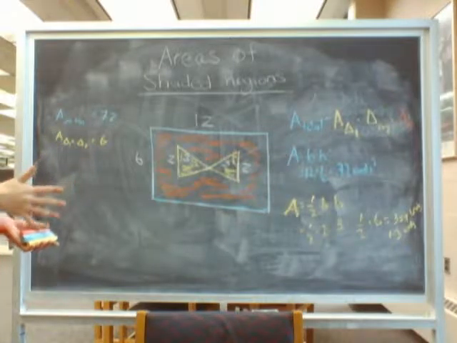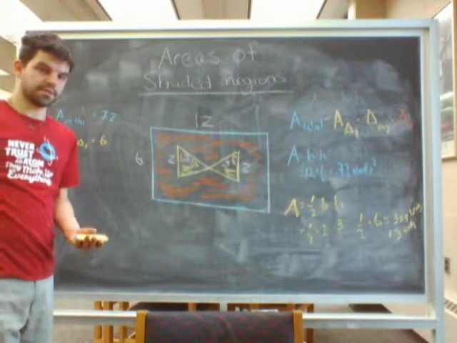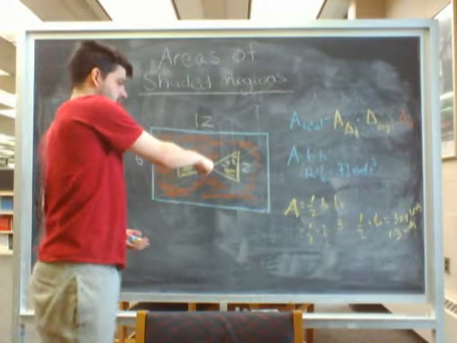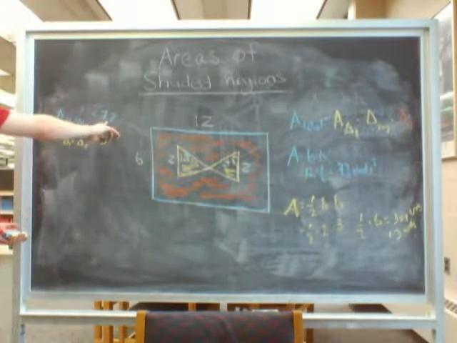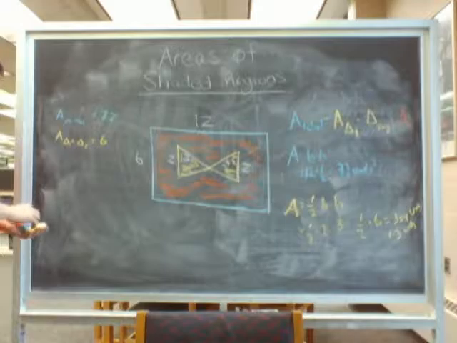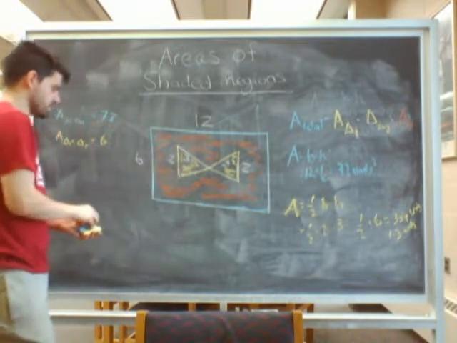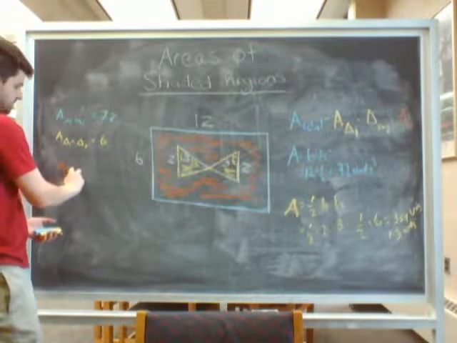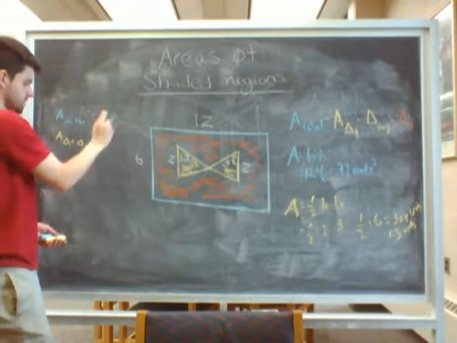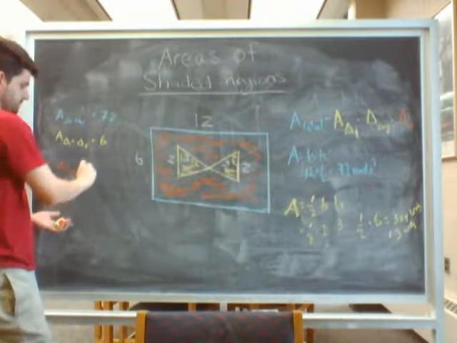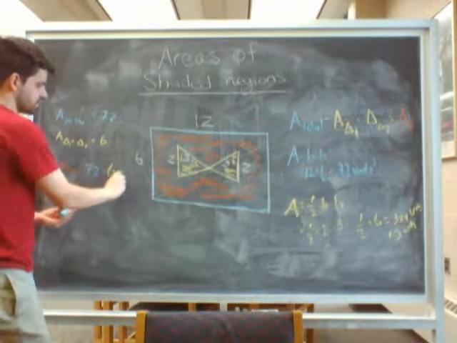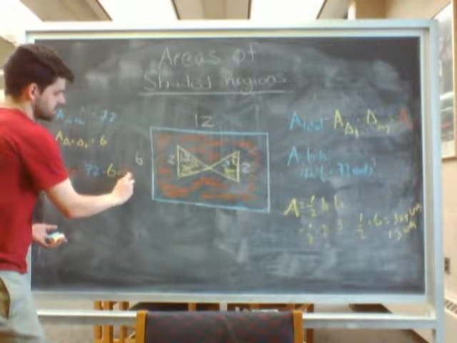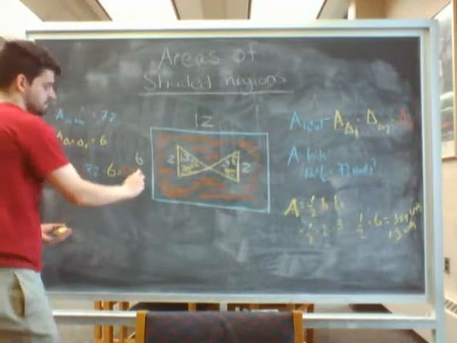And now what we can do is a simple subtraction, again taking that piece of casserole out of the pan, and saying 72 minus 6 is equal to the shaded region. So the area of the shaded region is 72 minus 6, which equals 66 square units.